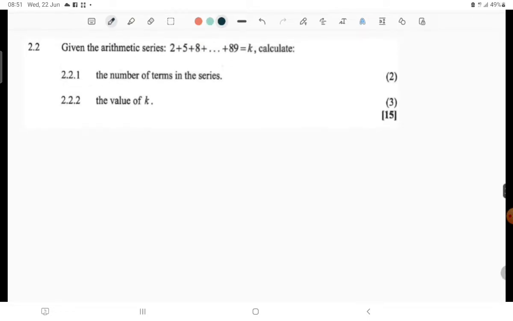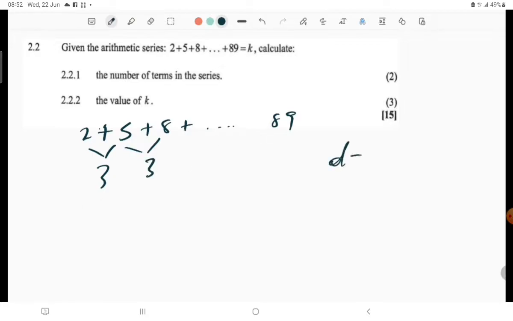The first question says determine the number of terms in the series. Finding the number of terms means the series is finite, so there is an end number, which means we know the last term of that series. So we have 2, 5, 8, and so on, then 89. We need to first find the general rule. We have 5 minus 2 is 3, 8 minus 5 is 3, so it is 3 all the way.